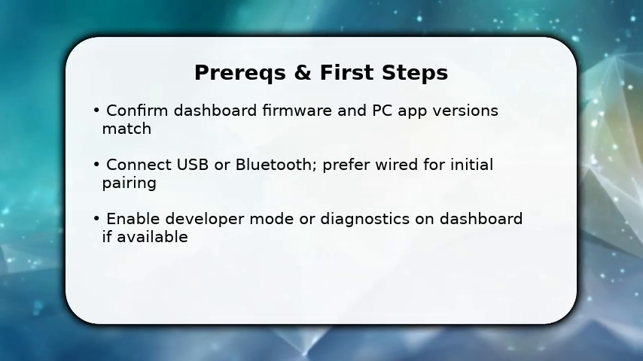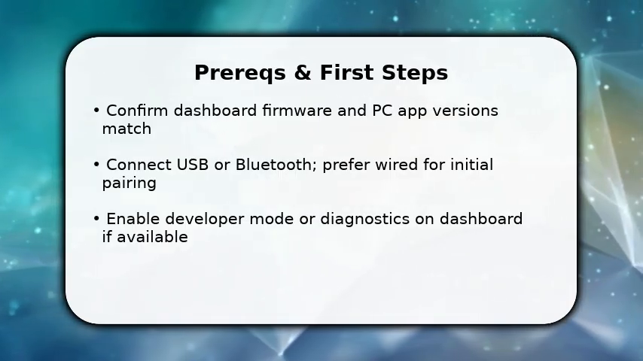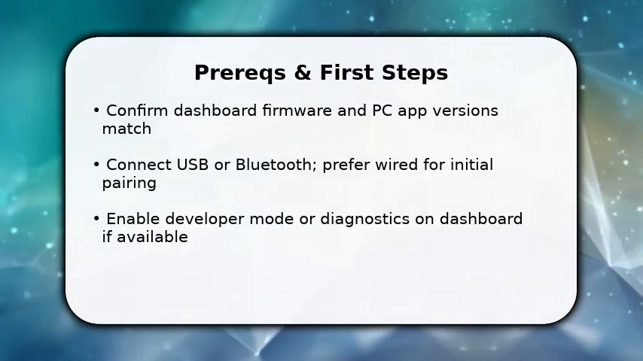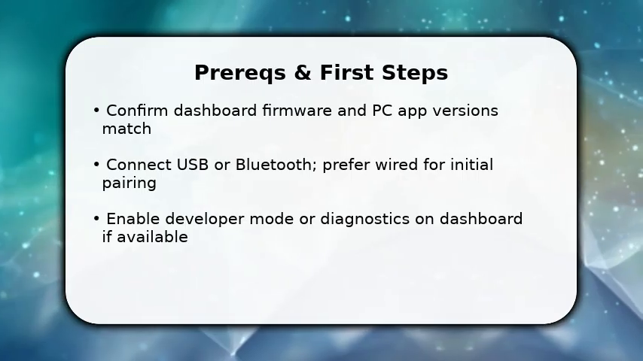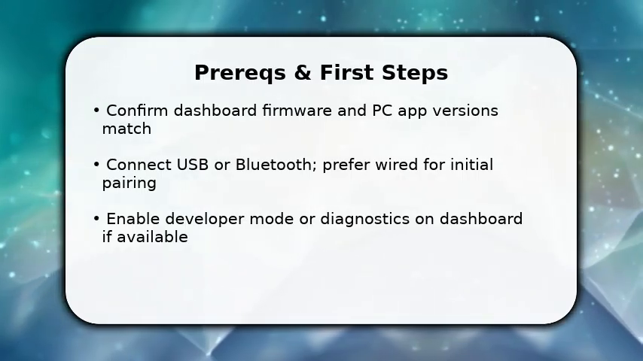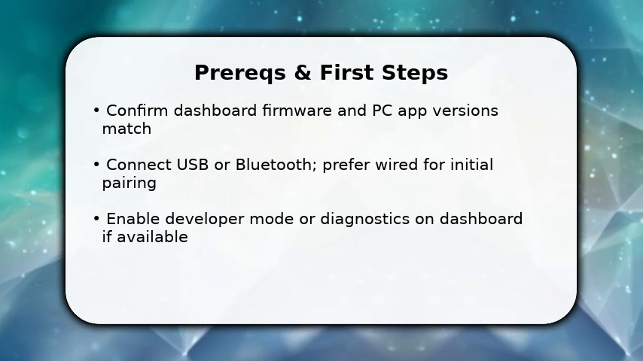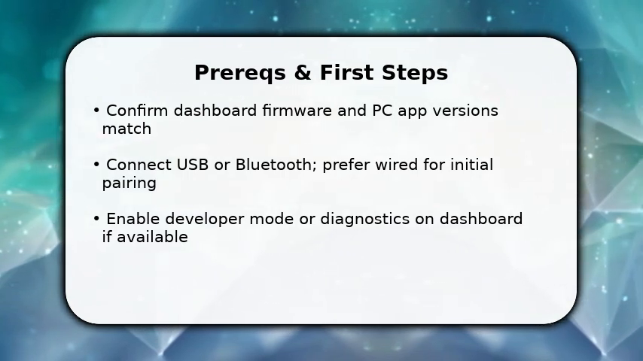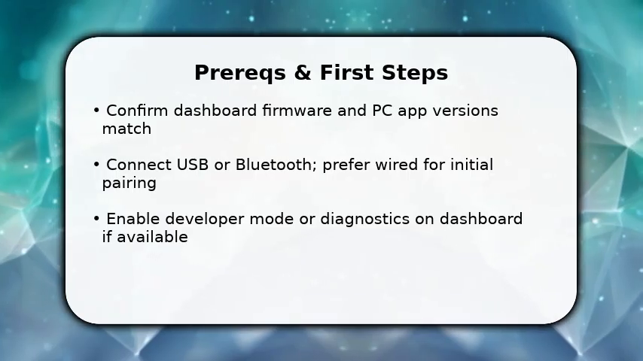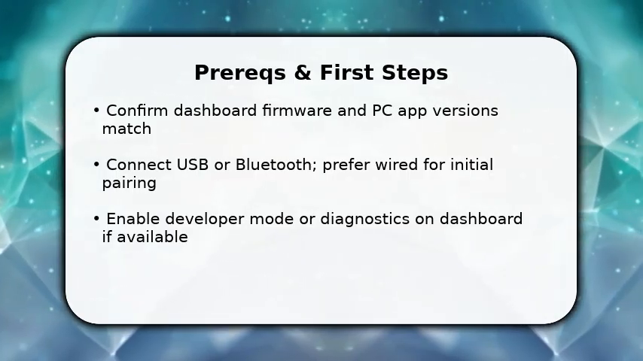Once connected, open the app and enable any developer or diagnostics mode on the device so logs appear. Make sure you grant USB permissions or accept pairing prompts immediately, because failing to do so will block the next configuration steps. Now configure the communication layer in the dashboard app.